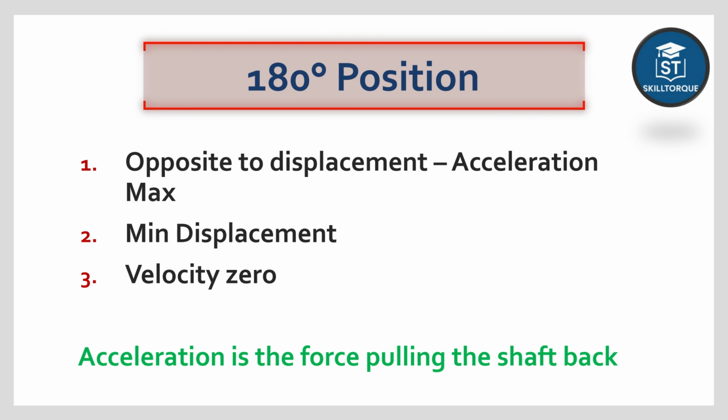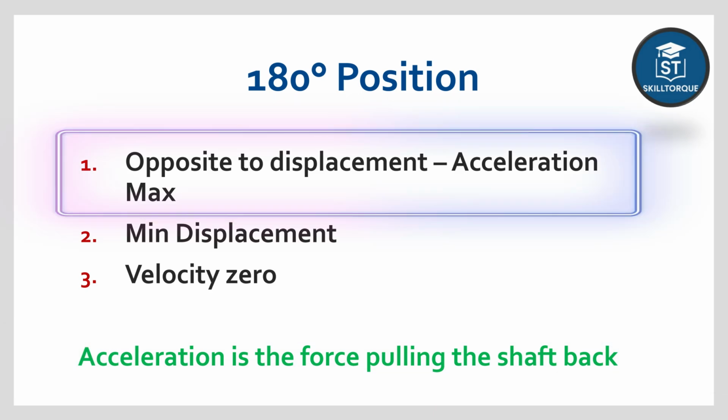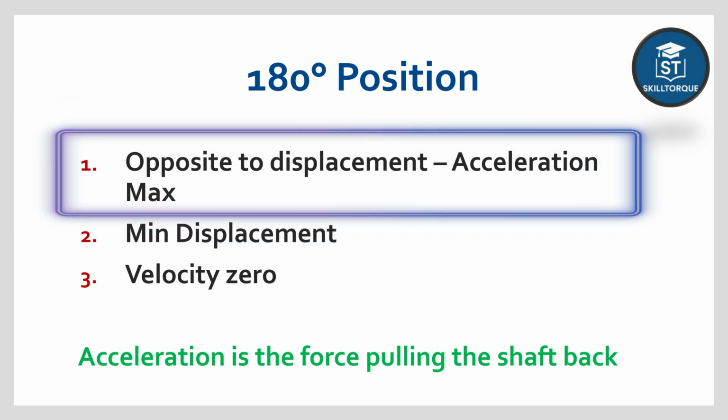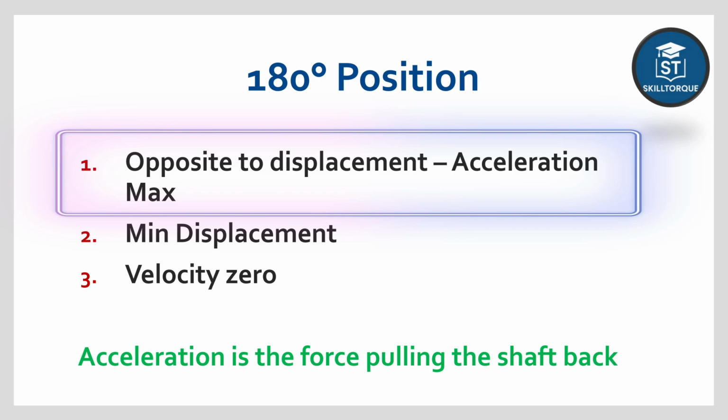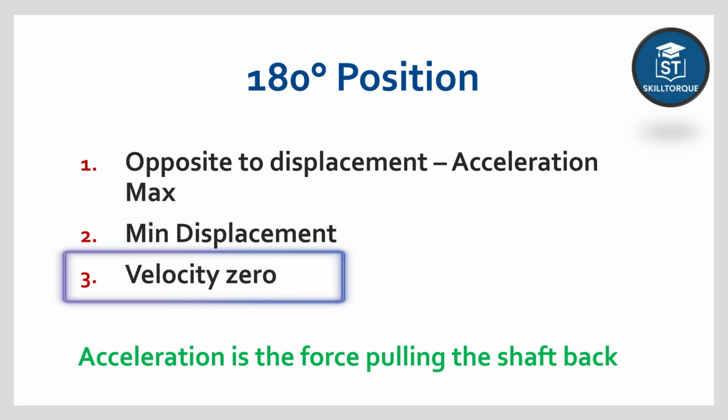Now the last thing is the acceleration. What is the acceleration? Acceleration is the force, if you remember, that pulls the shaft back, right? The force will be strongest when the shaft is stretched the most, right? So definitely the acceleration will always be opposite to the displacement. Whenever the displacement is maximum, acceleration will be minimum, and whenever the acceleration is maximum, the displacement will be minimum. And whenever the displacement is maximum, the velocity will be 0, right? So this is why there is always a phase shift between displacement and acceleration. How much? It's because they are opposite.